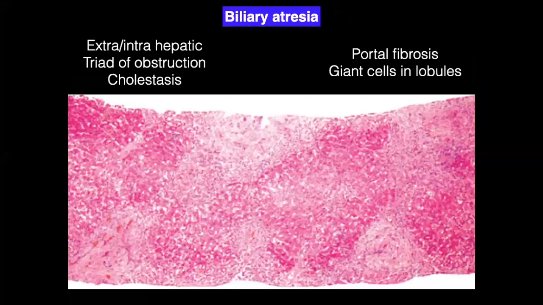Biliary atresia is another cause. Again, it's a radiological diagnosis. It can be intrahepatic or extrahepatic. You see the triad of obstruction, which is portal edema, neutrophilic infiltration, and ductular proliferation. Sometimes you see giant cells in the lobules. In that case, neonatal hepatitis will come into the differential diagnosis.